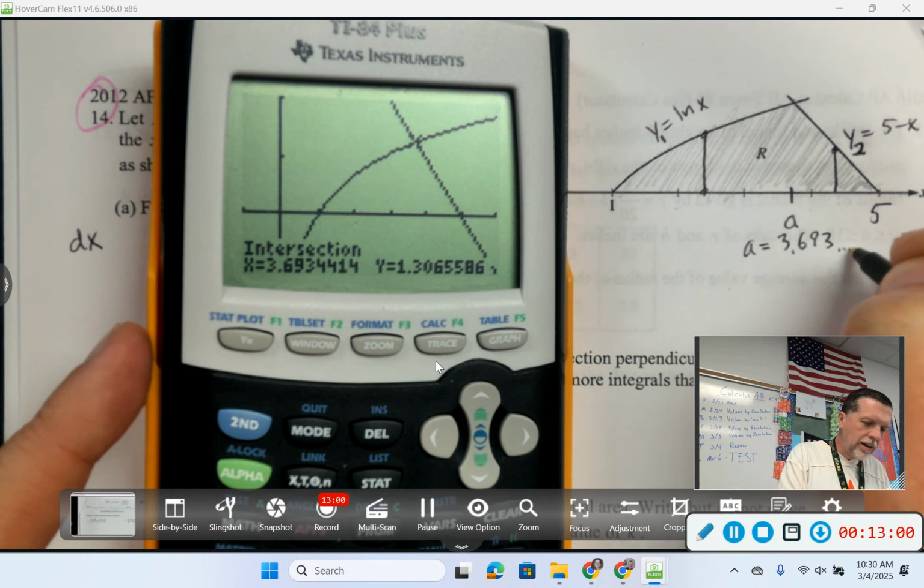Oh, you know what? I can make this look really nice because that's y1 and that's y2. So when I go to my calculator, math 9, 1 to a of y1 dx plus math 9, a to 5 of y2 dx. 1.86.